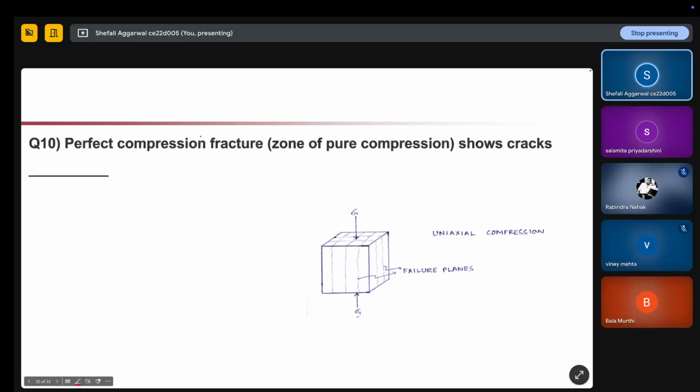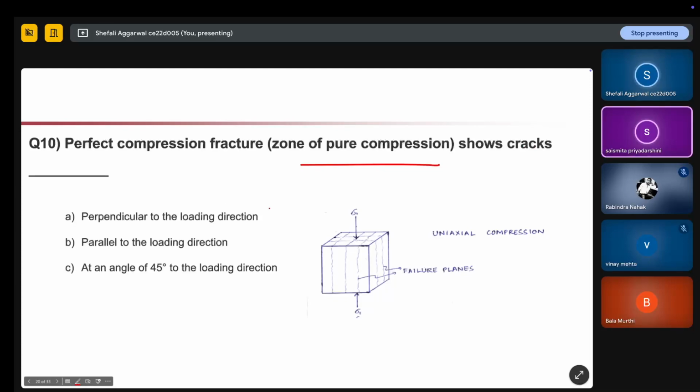A perfect compression fracture zone of pure compression shows cracks perpendicular to the loading condition, parallel to the loading condition, or at an angle of 45 degrees to the loading condition. In case of pure compression, if you see from this figure, parallel to the loading. The loading condition is in this way and our failure planes are also in this direction. So in perfect compression it is parallel to the loading condition. B.